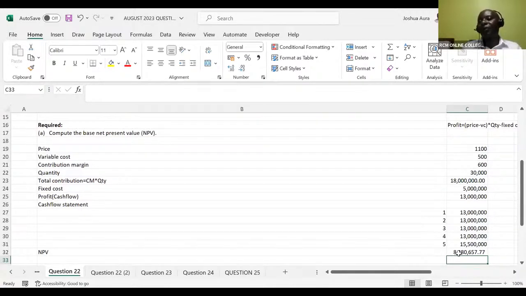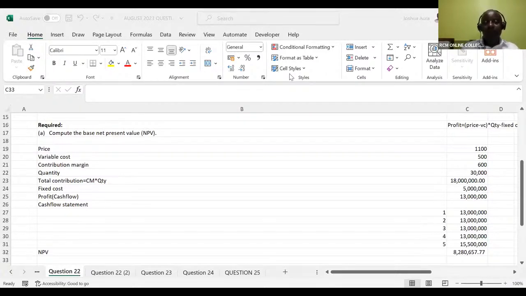My net present value. So are you guys able to get this figure, all of us? They're saying yes, which is very good. Very good, very good.